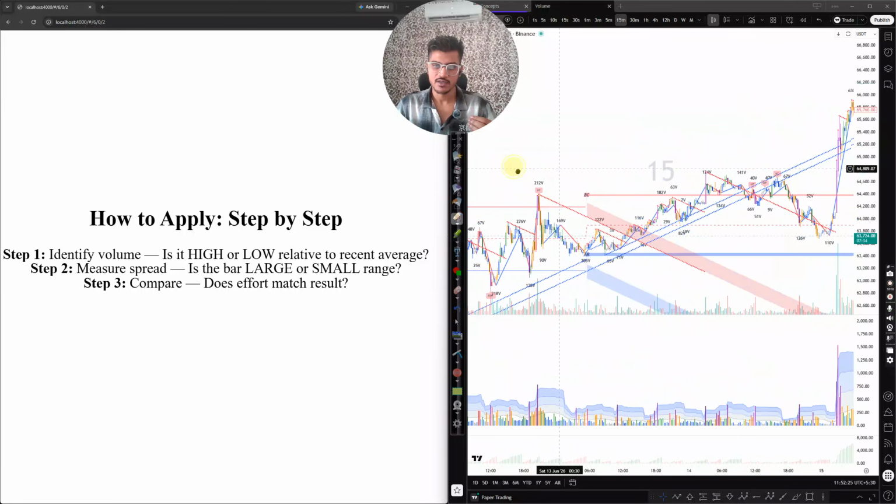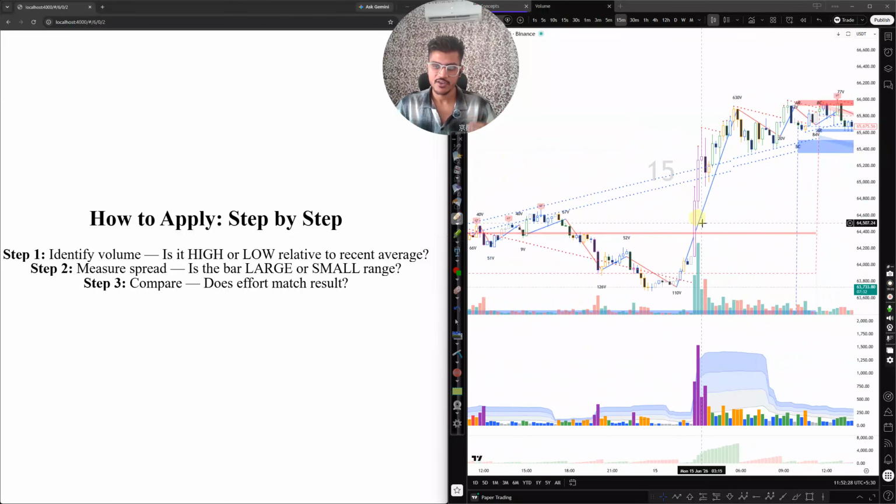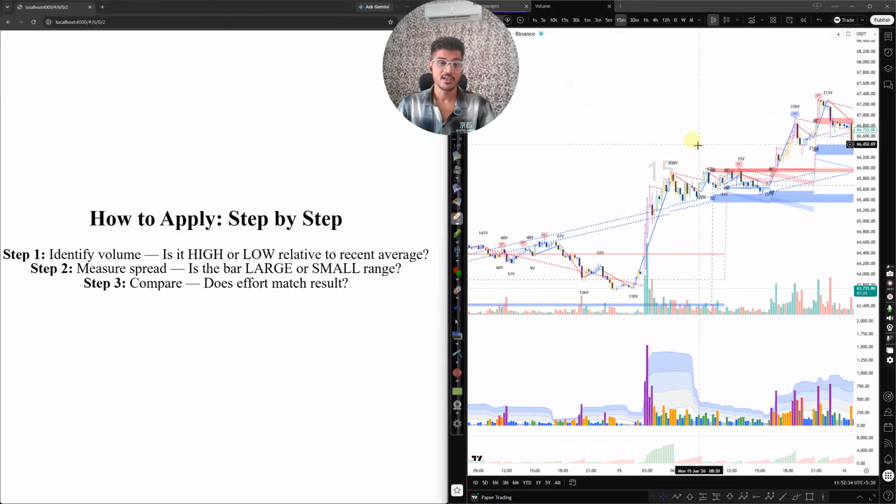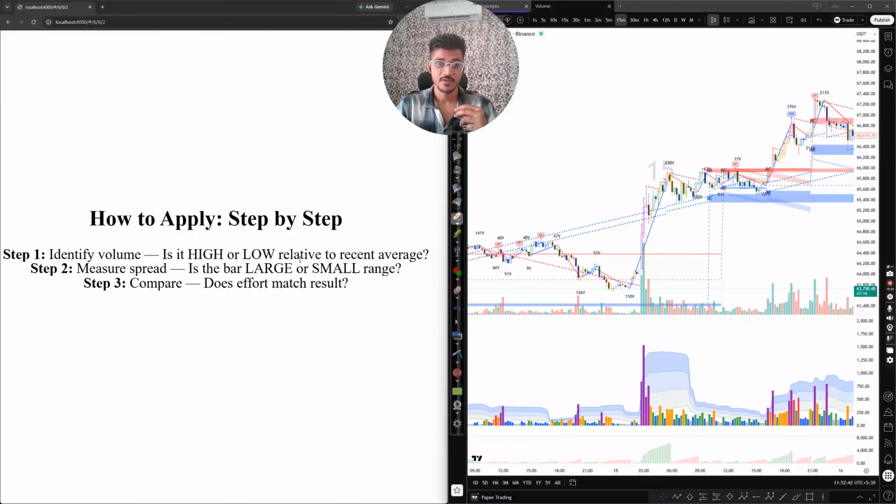Then here you can see the effort is matching the result, and the market just goes up. So compare whether the effort matches the result, and you will actually see the truth in the chart.